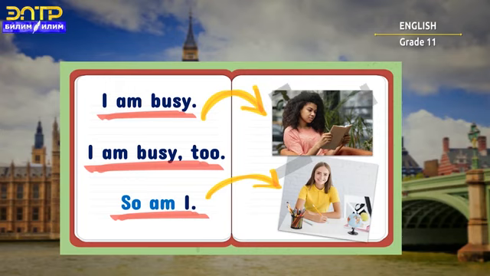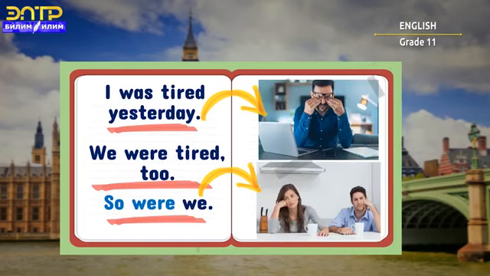Or she can say it in another way. She can say, so am I, starting with so, then a helping verb am, and then the subject pronoun I. Let's see the example. I was tired yesterday. Look at her. She was tired. This man says, we were tired too. Both are in the same situations. Instead of saying, we were tired too, this man can say, so were we, starting with so, then a helping verb were, and we.